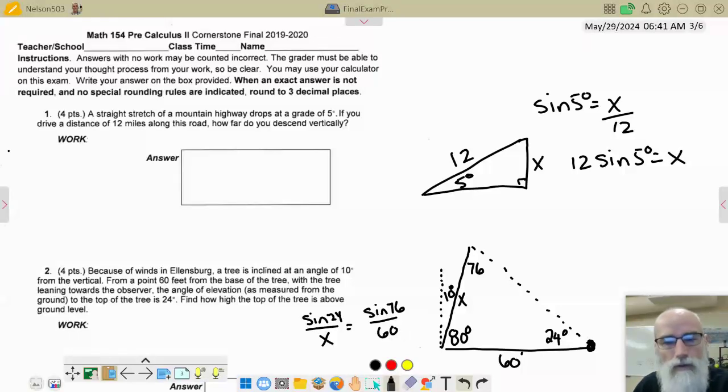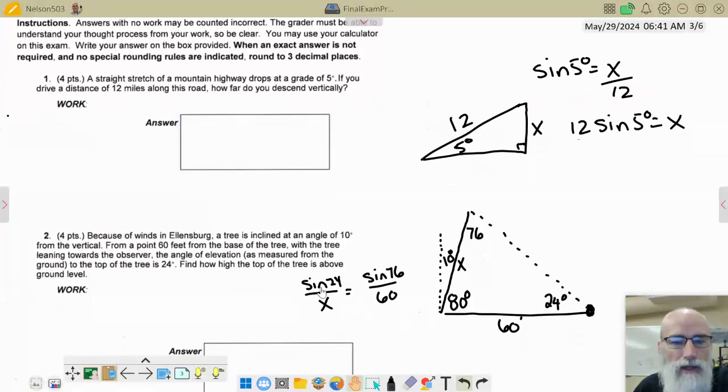proportion. So, we're going to multiply by 60 and we're going to divide by the sine of 76. That would get the X all by itself, right? Like if you multiply both sides by X, multiply both sides by 60, go ahead and do that work. But I'm going to skip to this step right here. 60 times the sine of 24. 60 sine 24 divided by the sine of 76.